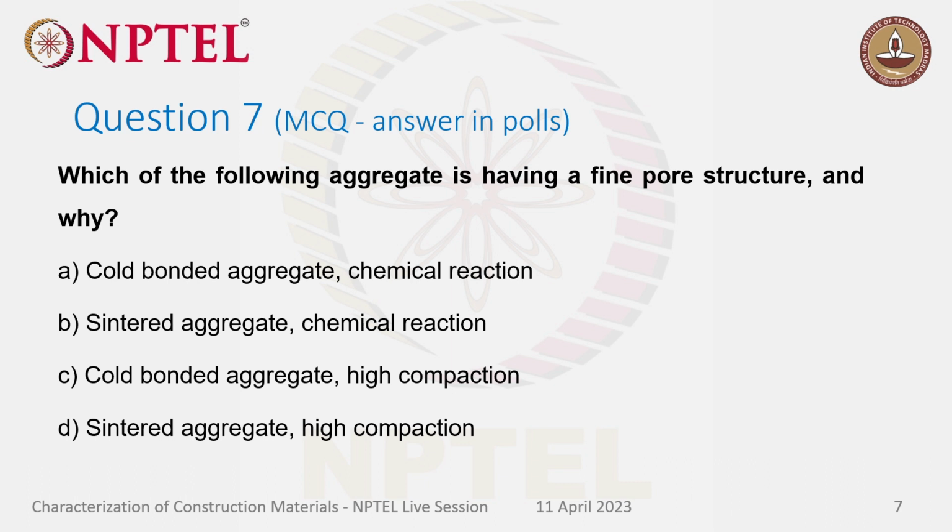Which of the following aggregates is having a finer pore structure and why? So here we have two types of aggregates. One is cold bonded and one is sintered. Let me start the timer for a minute. And they're giving you two types of reactions for that. So either due to chemical reaction or high compaction, which can have a fine pore structure.